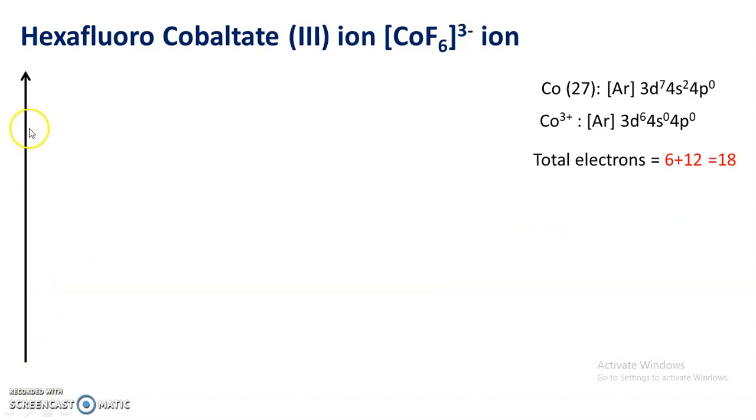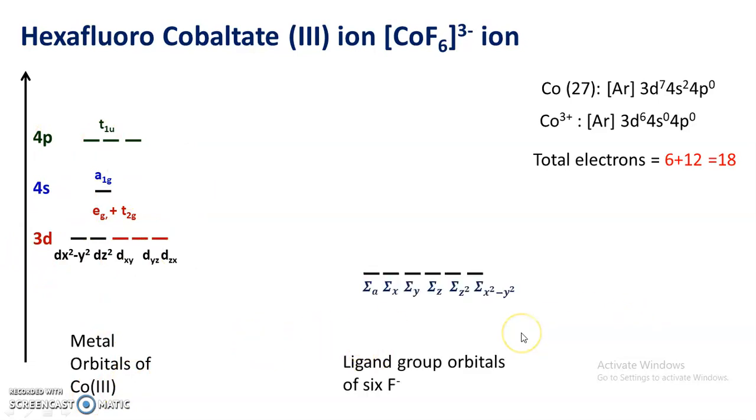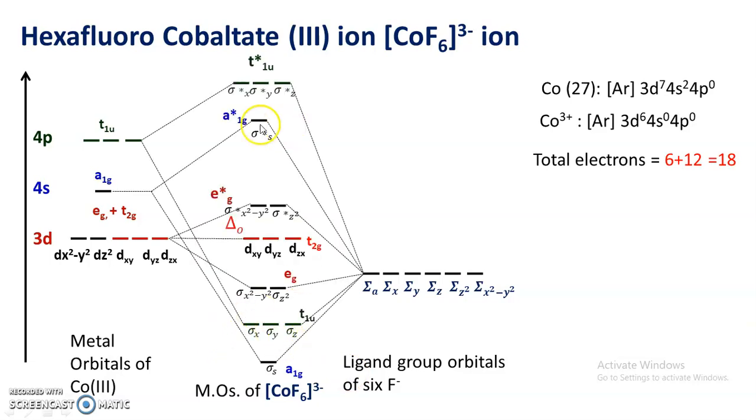Now here energy increases from bottom to top. These are the orbitals of cobalt 3+, that is 3d, 4s, 4p. Now to the right side, the ligand group orbitals of fluoride, there are 6 ligand group orbitals: sigma a, sigma x, sigma y, sigma z, sigma z square, sigma x square minus y square. And at the center, the molecular orbitals of hexafluorocobaltate(3-) ion. Now already you know how to construct the bonding and antibonding molecular orbitals.